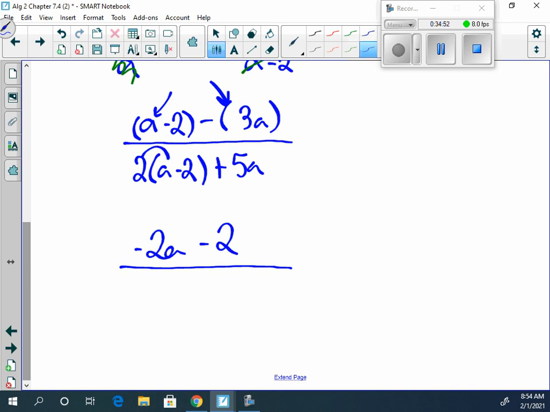Yes, and we'll do that here in a minute. Because we'll have to distribute this 2 first, because we'll need to simplify the denominator. Well, 2 times a is 2a. 2 times negative 2 is minus 4 plus 5a.